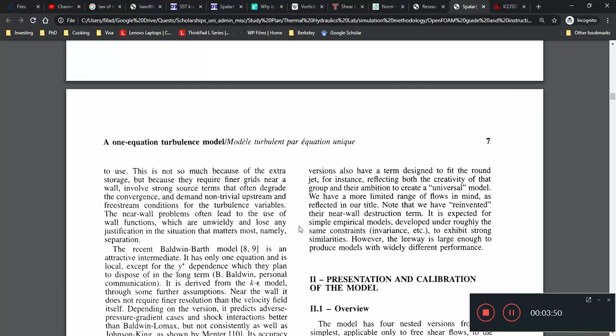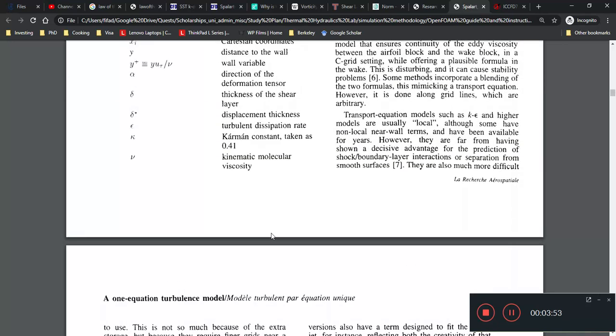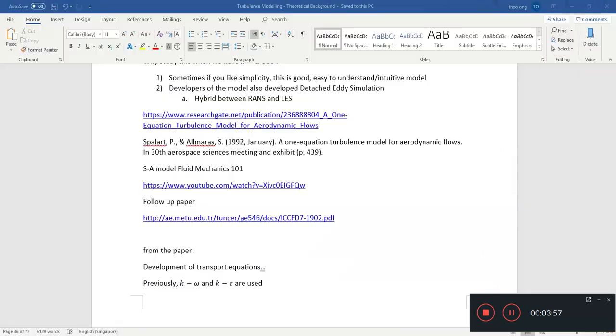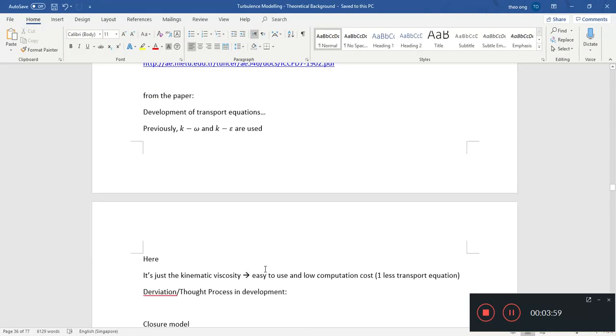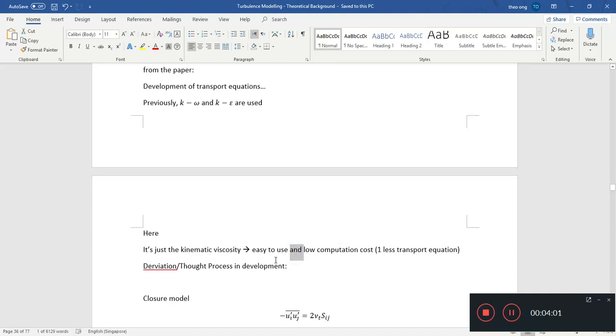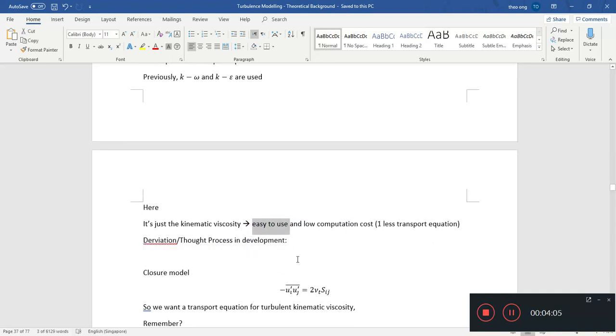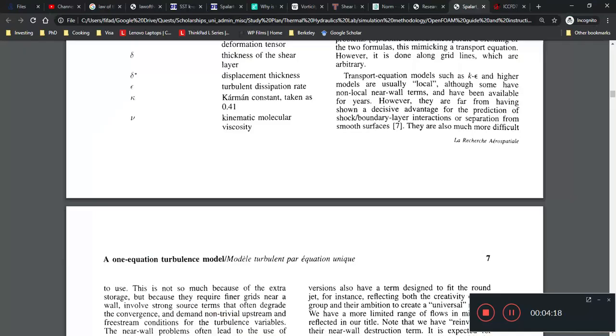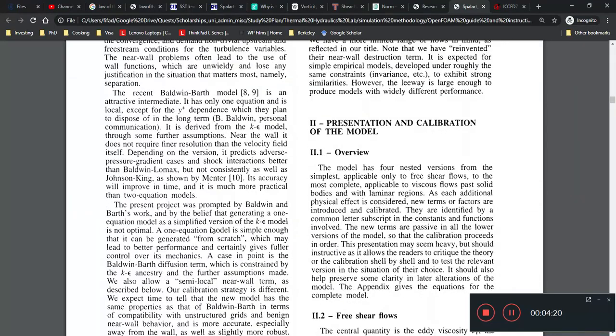All right, so remember, we're trying to develop a transport equation for eddy viscosity directly. The advantage here is that it's easy to use, because you don't have to think up so many boundary conditions, and the computation cost is relatively low since you only have one more transport equation. So here's the derivation, or thought process, when they developed the model. That's what happens in this paper.